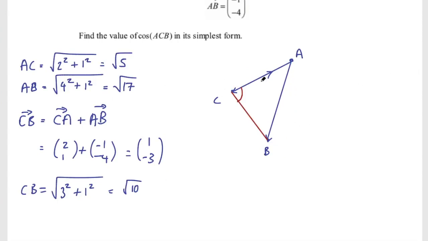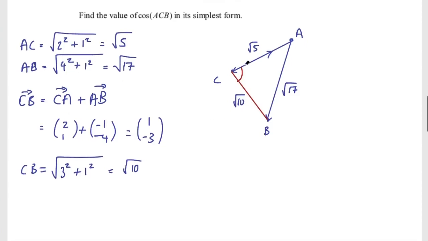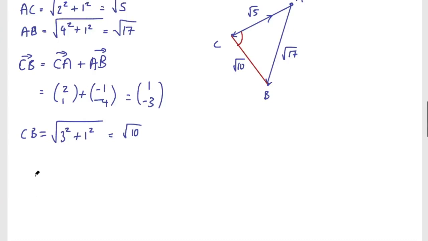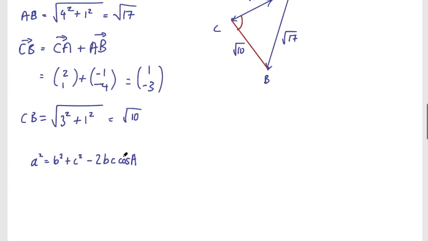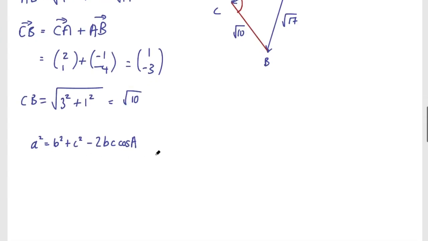So AC was the square root of 5, AB was the square root of 17, and CB was the square root of 10. And to find the cosine of that angle, I can use the cosine rule. So the cosine rule says a squared equals b squared plus c squared minus 2bc cosine A. And I can rearrange this to make cosine the subject of this formula.